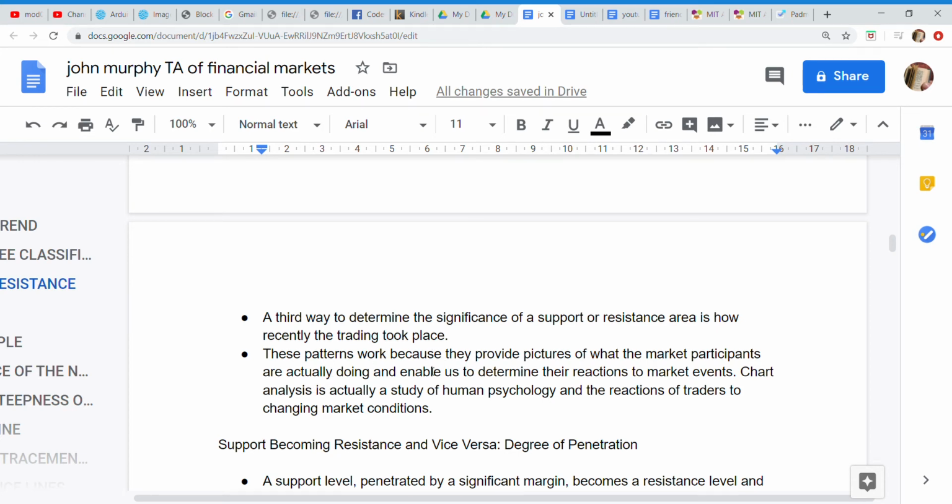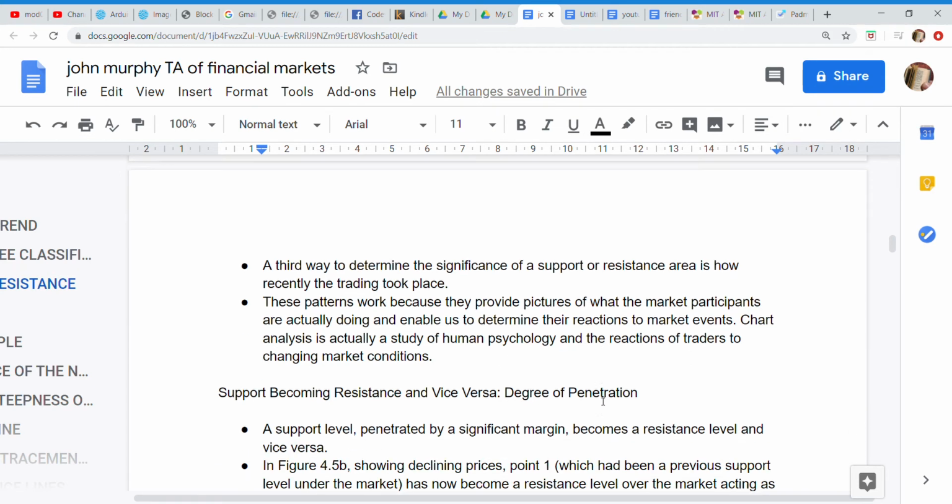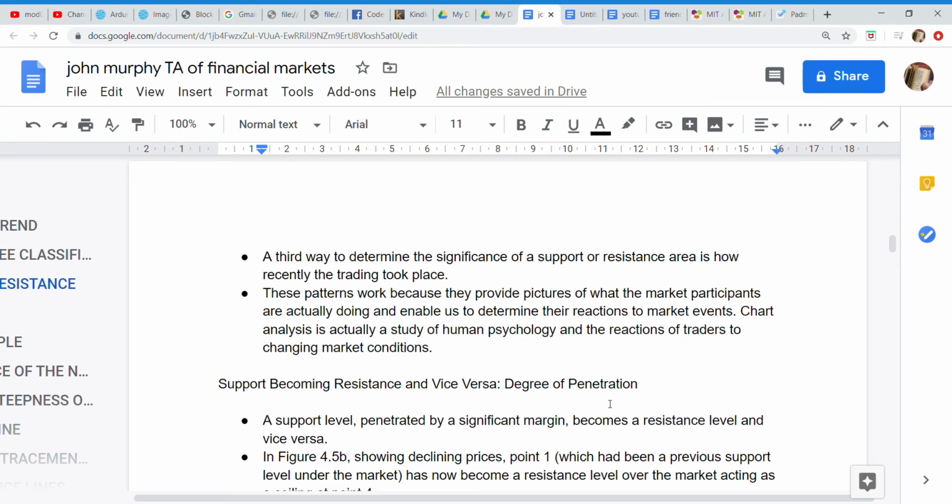These patterns work because they provide pictures of what the market participants are actually doing and enable us to determine their reactions to market events. Chart analysis is actually a study of human psychology and the reaction of traders to changing market conditions.